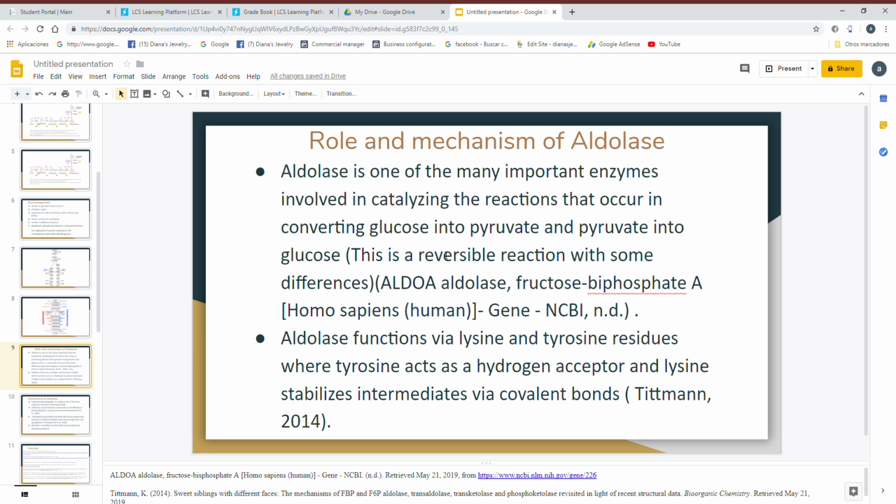There are some differences, like we said. Sorry, disregard that. Aldolase functions via lysine and tyrosine residues, where tyrosine acts as a hydrogen acceptor and lysine stabilizes the intermediate via covalent bonds.